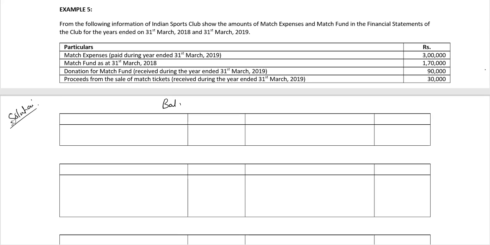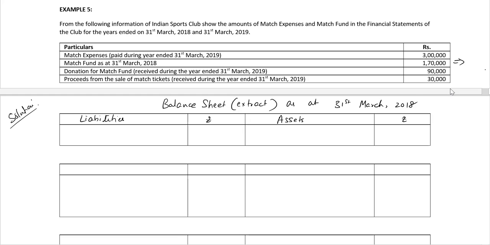We will prepare the balance sheet extract at the beginning of the year. Balance sheet extract as at 31st March 2018. Left side liabilities and right side assets. So we will just depict the match fund at the beginning of the year as 1,70,000 rupees. Match fund 1,70,000 rupees.